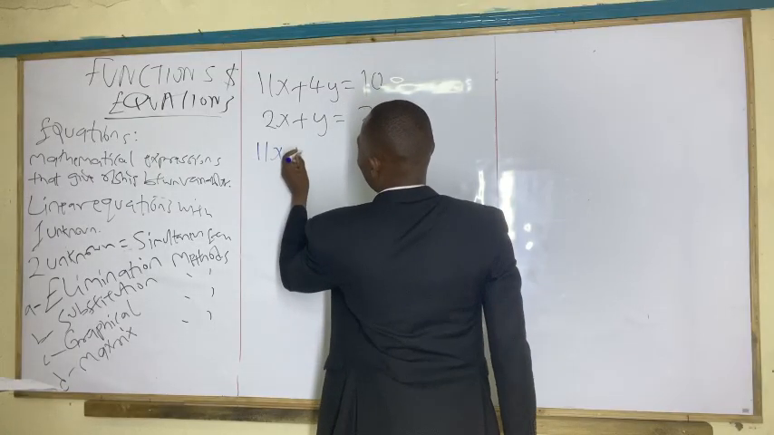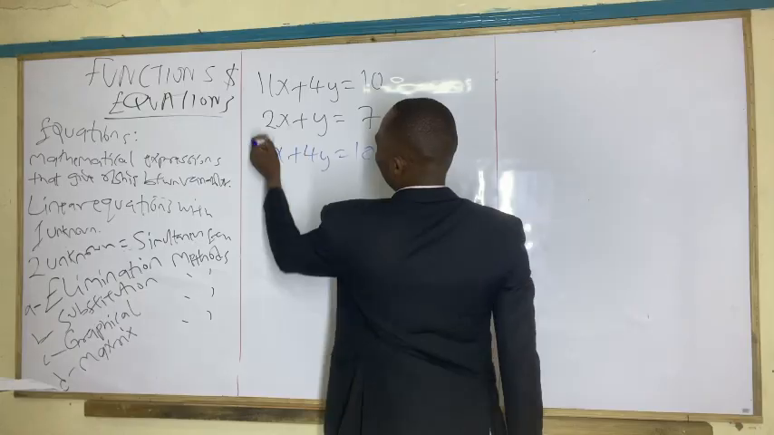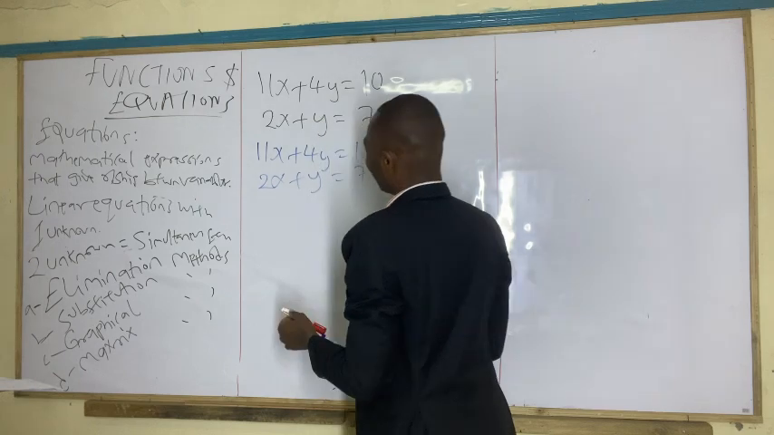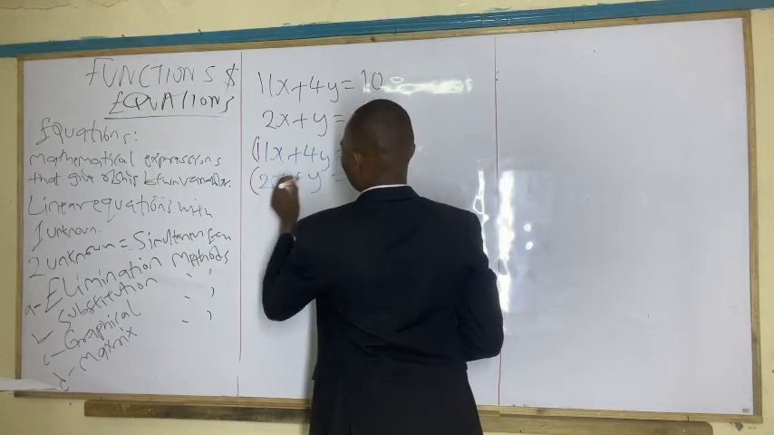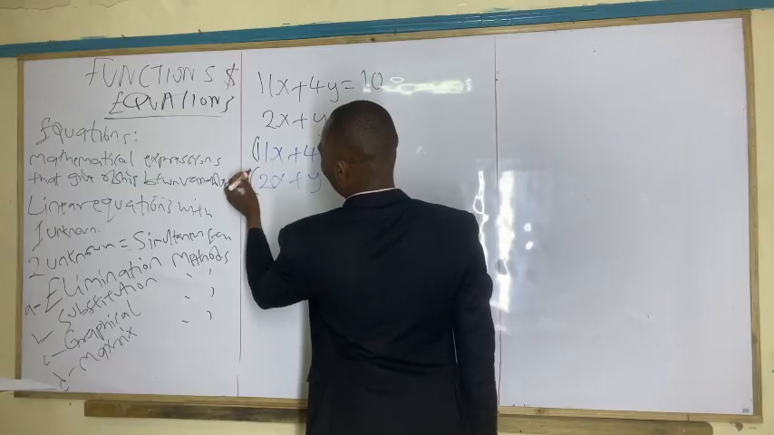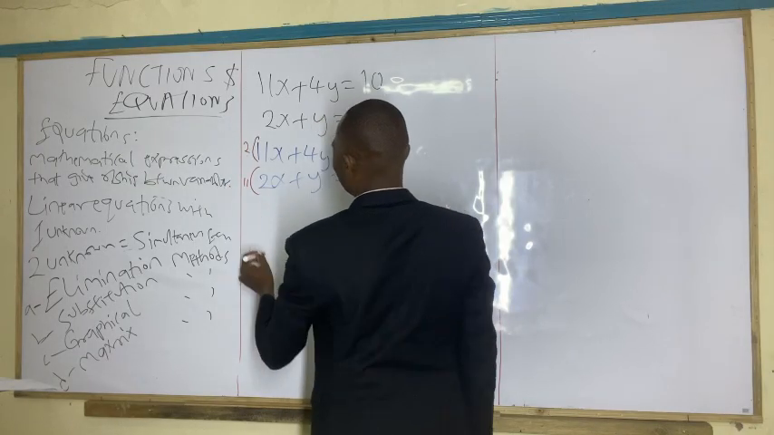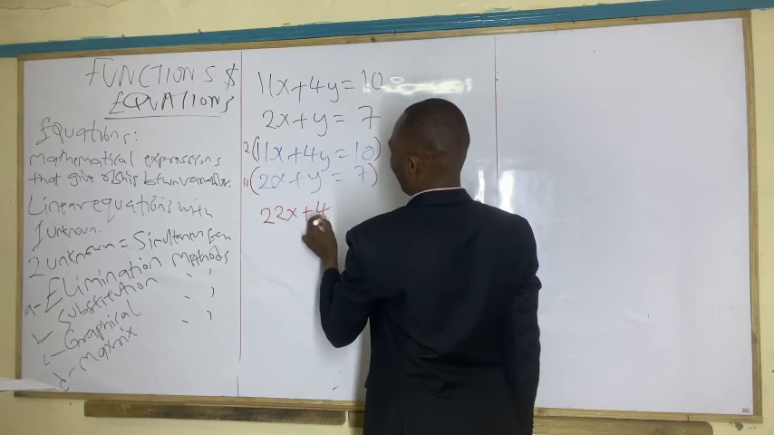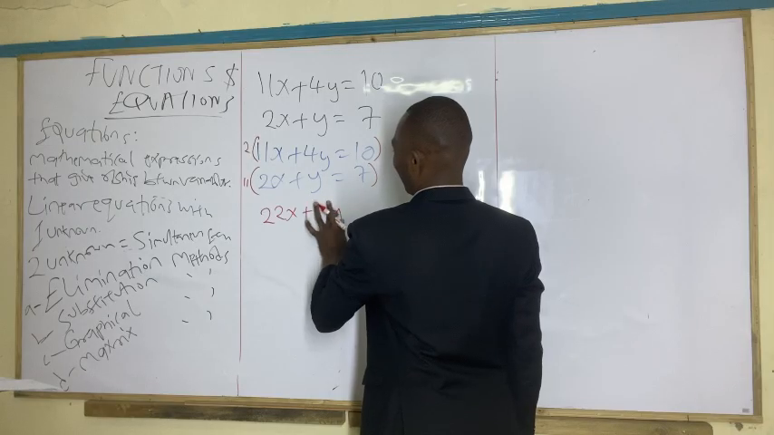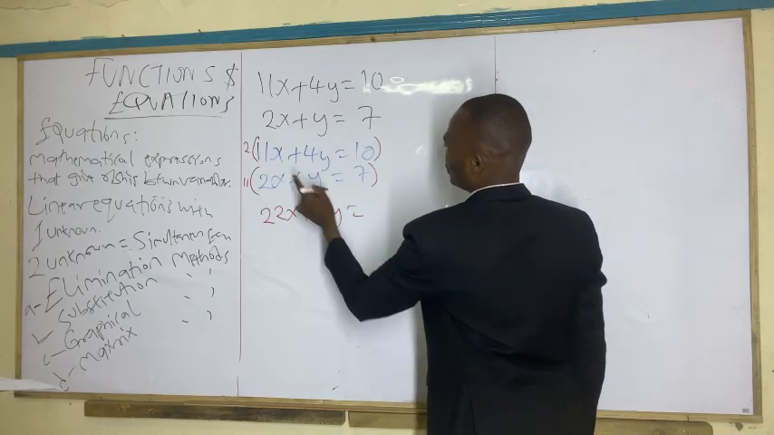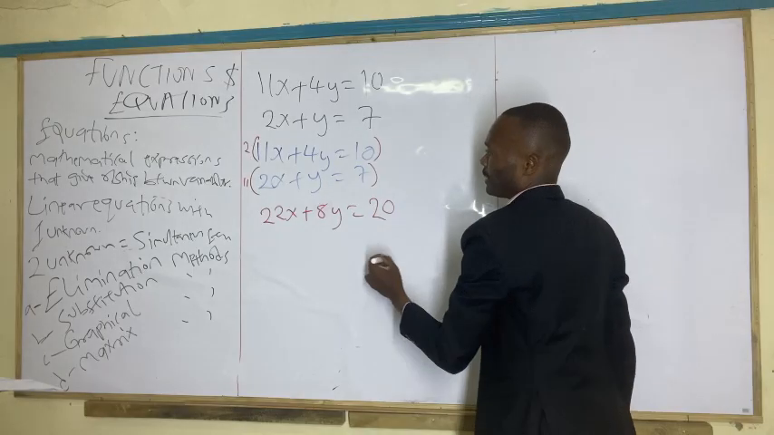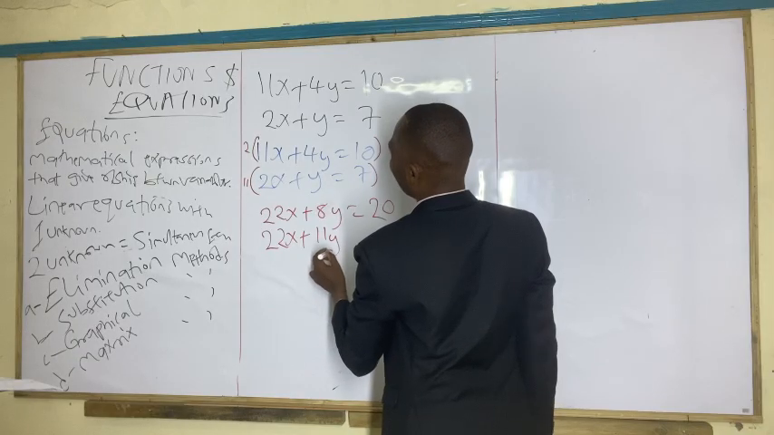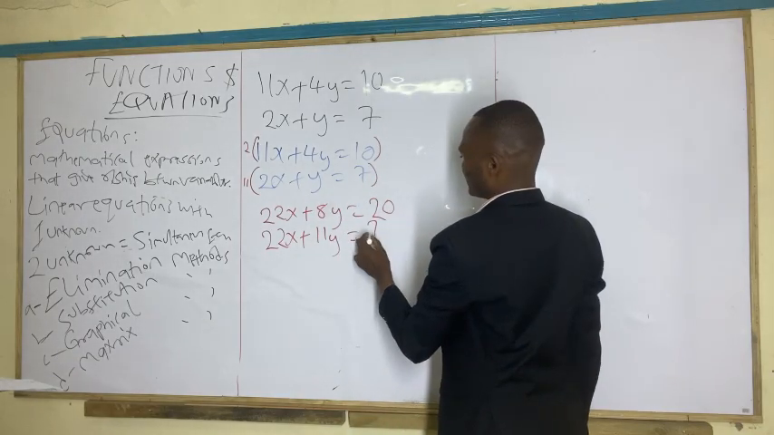So 11x plus 4y is equals to 10. Then 2x plus y is equals to 7. So what do we do, ladies and gentlemen? This is what we've said. You will take 2 here, 11 here. Therefore, 2 times 11 will be 22x plus 4y, sorry, not 4y, plus 8 is equals to 2 times 10, 20. And then 11 times 2 is 22x plus 11y is equals to 11 times 10 is 77.